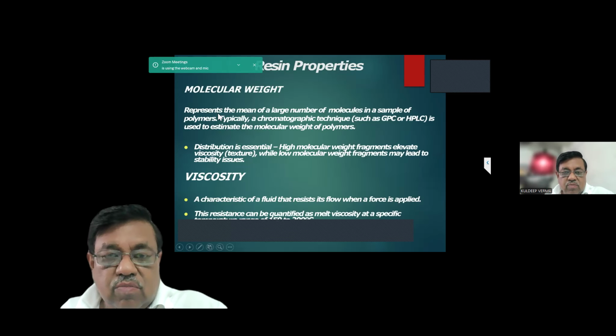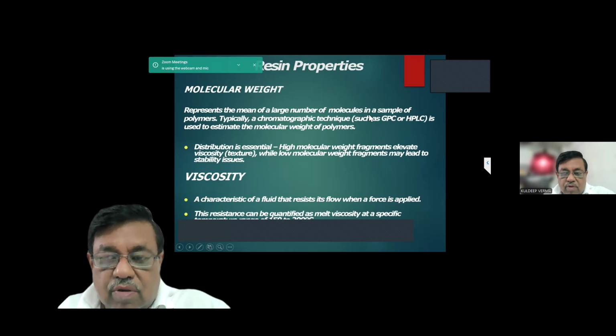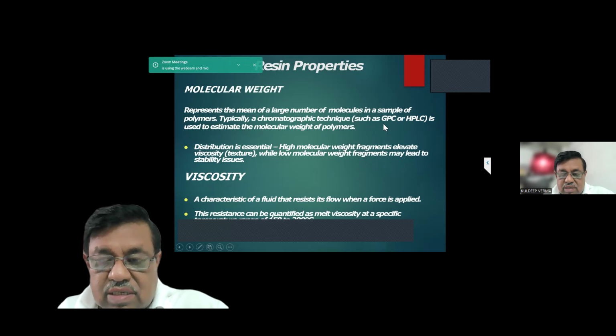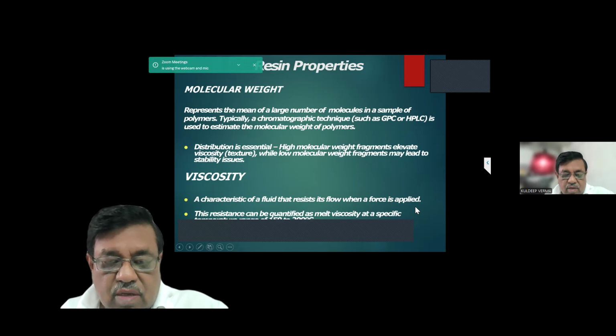And resin properties: molecular weight represents the mean of a large number of molecules in a sample of polymer. Typically, chromatographic methods such as GPC and HPLC can measure the molecular weight. Then viscosity, the characteristic of a fluid that resists its flow when a force is applied.